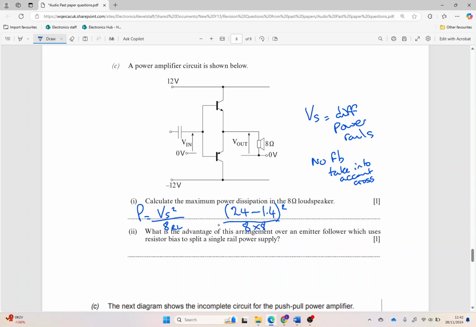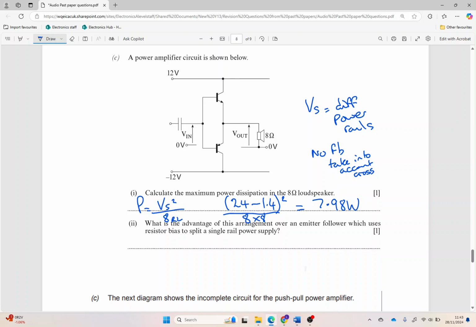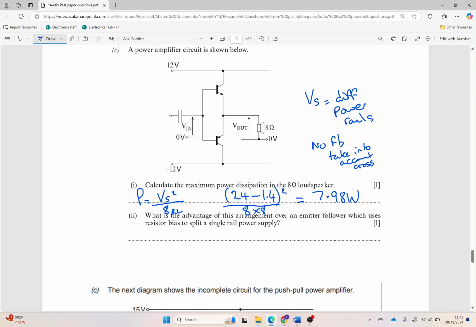So I'm going to answer for this one. 24 minus 1.4, square that, divided by that, gives me a power, I believe, of 7.98 watts. What's the advantage of using this configuration? Advantage of the arrangement over emitter follower, which uses split bias. Well, with the emitter follower with split bias, it means that the transistor or MOSFET is always on. So there's going to be no power dissipated when no signal.